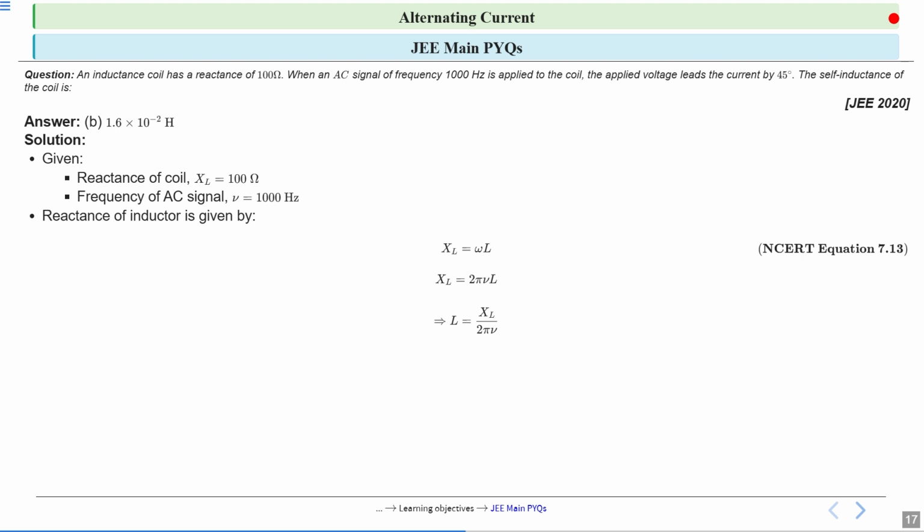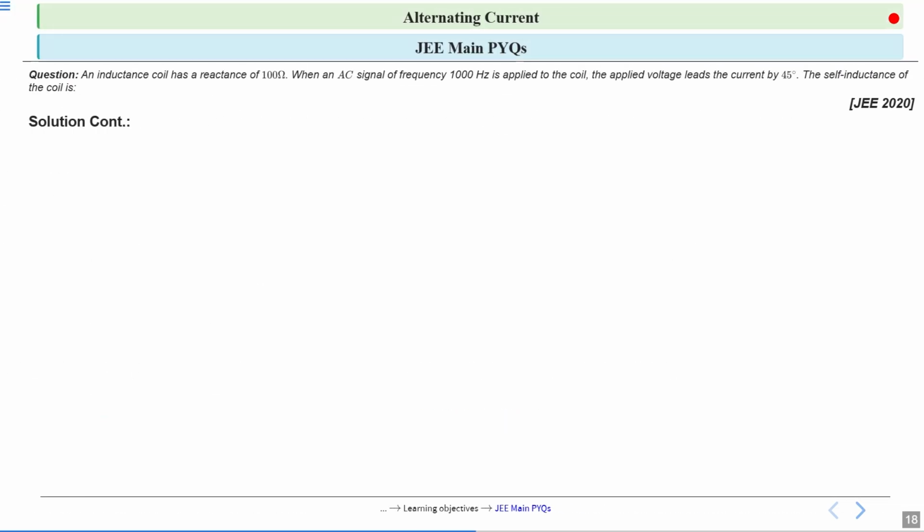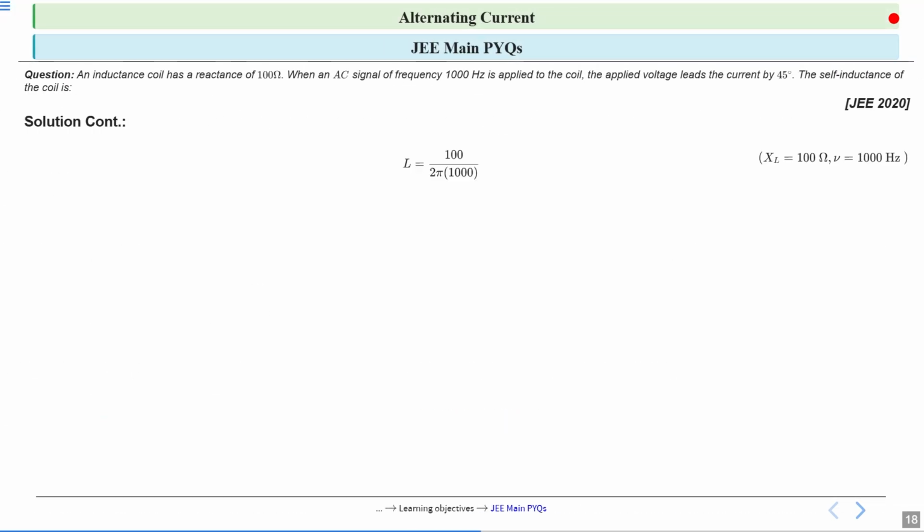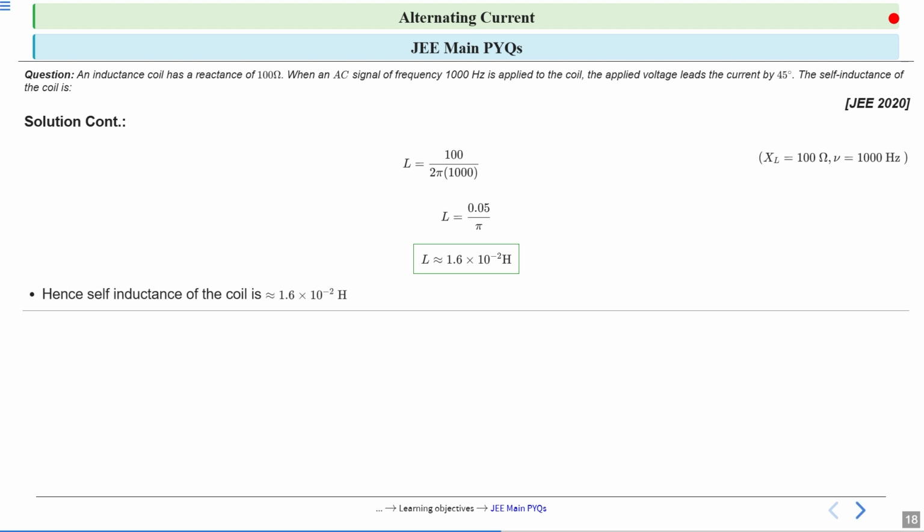XL is given as 100 ohm, nu is given as 1000 Hz. So L will be equal to 100 upon 2 pi into 1000, which is 0.05 upon pi. And L will be approximately equal to 1.6 into 10 to the power minus 2 Henry. This is the self-inductance of the coil. Hence the self-inductance of the coil is 1.6 into 10 to the power minus 2 Henry.